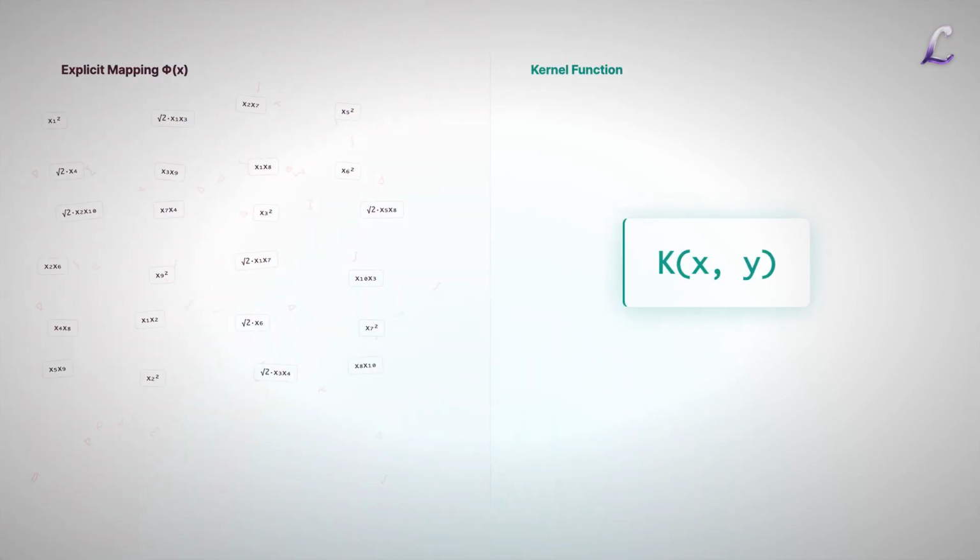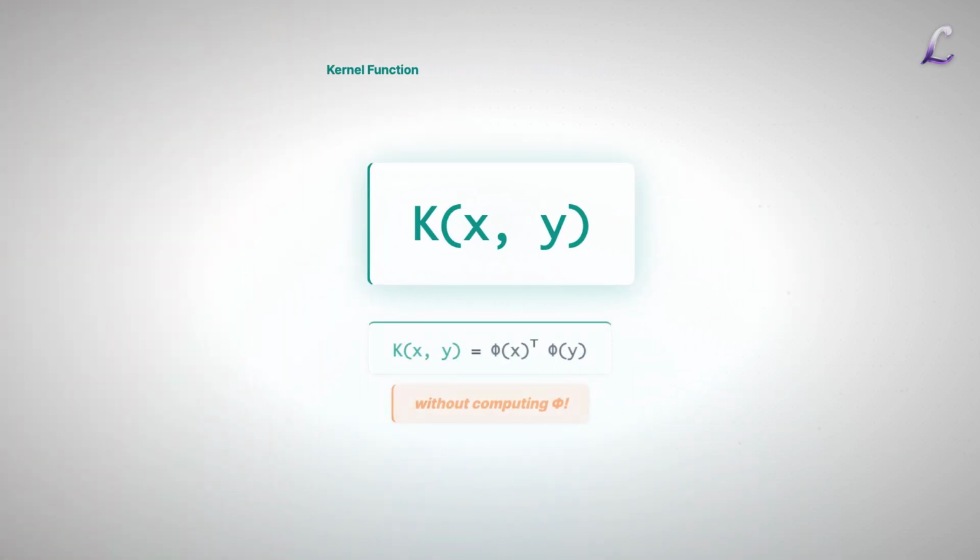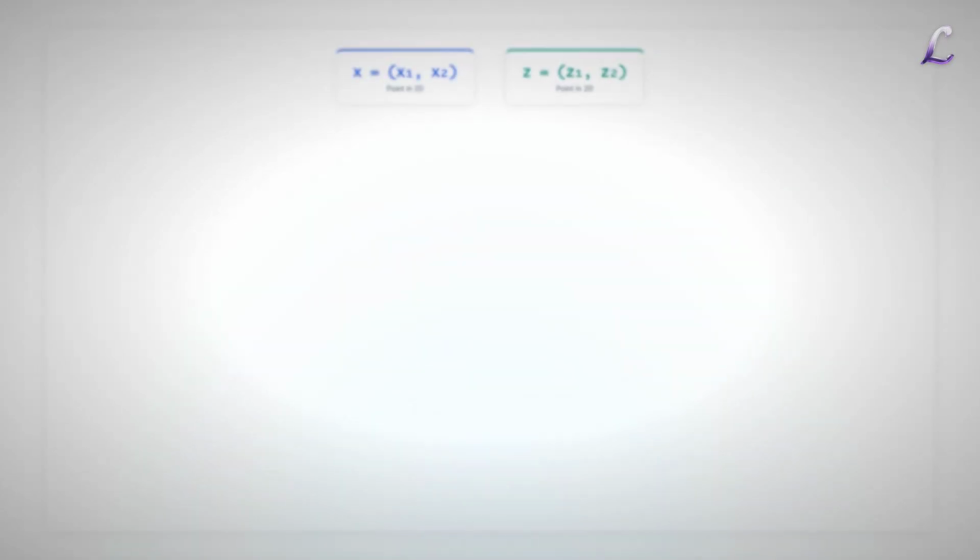It turns out, to find the optimal boundary, the algorithm doesn't need to know the coordinates of the points in that high-dimensional space. It only needs to know the dot product between them. A kernel is a function that computes this dot product directly from the original inputs. Let's prove it with numbers.